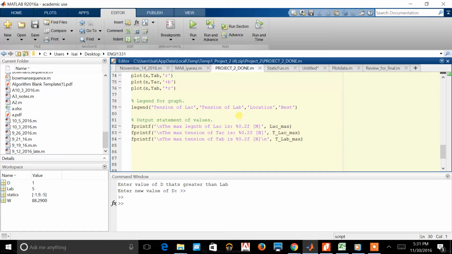So this first fprintf statement will give you the max length of LAC, which is actually what task 4 asks us to do. And like I said before, task 4 is the last task we are given. The second fprintf statement will give us the max tension of TAC. And then the third will give us the max tension of TAB. And that is the last of our script.